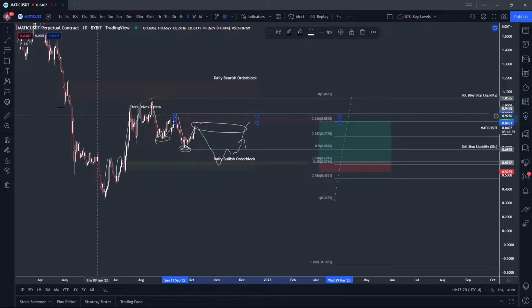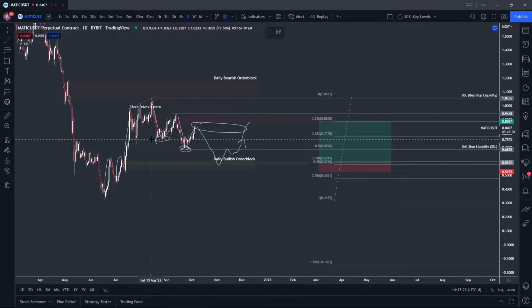A lot of retail will think of a lot of these wicks down here as support, but they're really just liquidity to be taken by smart money. So that is a very important concept to really understand. And yeah, that's how you use order blocks.